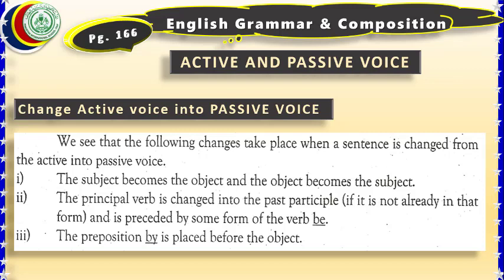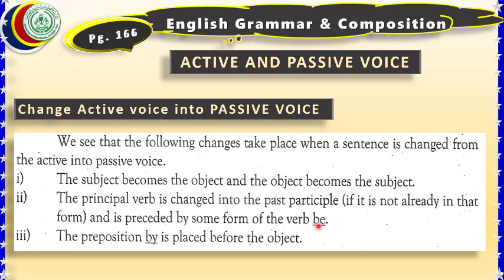Here, this is the second step. Now we shall try to understand if a sentence is given in active voice, how can we change it into passive voice? We see that the following changes take place when a sentence is changed from the active into passive voice. The subject becomes the object. Yes, subject and object change their places and the object becomes subject. The principal verb is changed into the past participle. Yes, if it is not already in that form and is preceded by some form of the verb be.